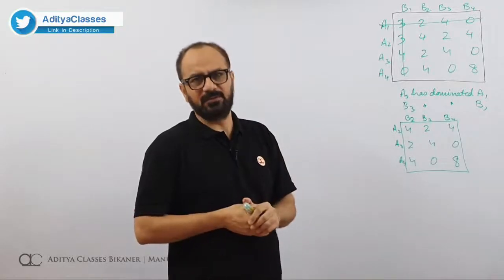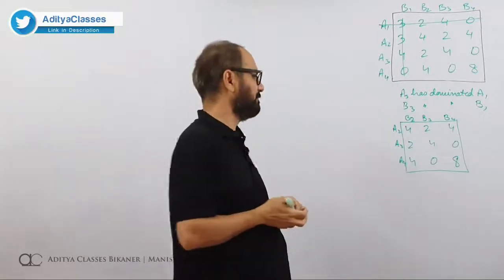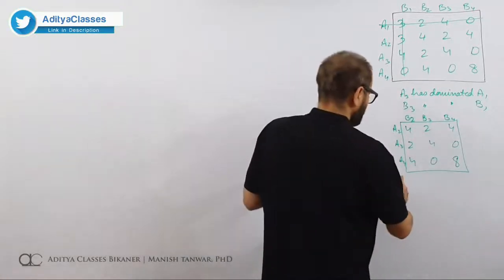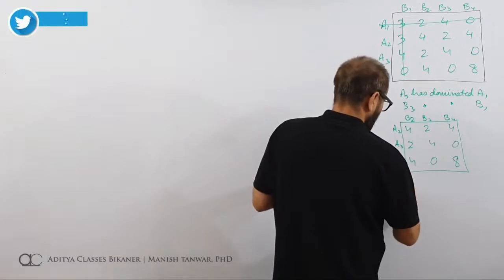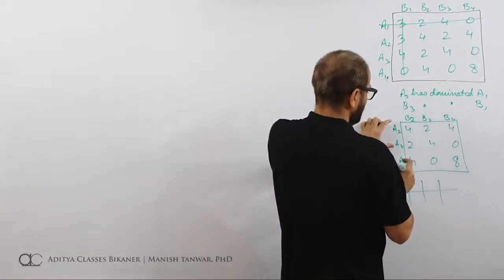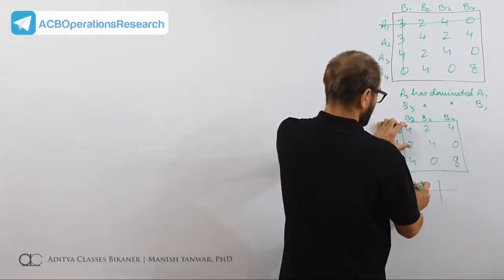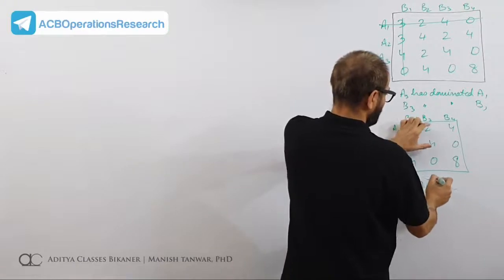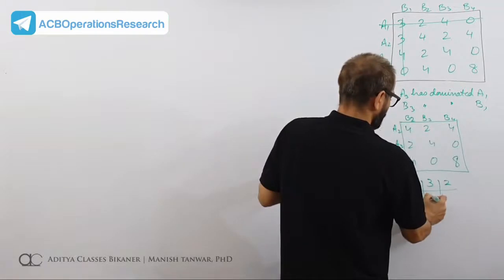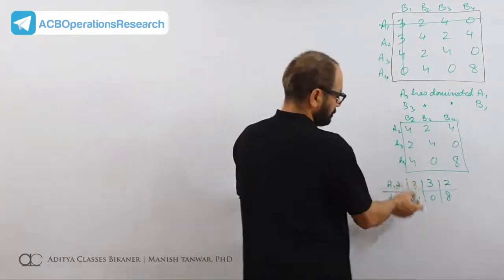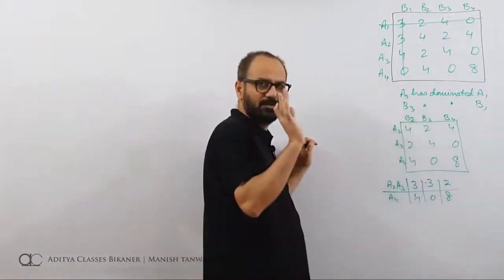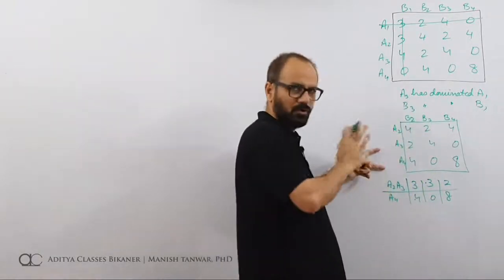Further dominance is not possible through pure dominance. Now I'll look for average or mixed dominance. Let me compare A2, A3 against A4. A2, A3 combined. 4 plus 2 is 6. 6 divided by 2 is 3. 4 plus 0 is 4 divided by 2 is 2. I have a 4, 0, 8 from A4. Among these two, 4 is better. Among these two, 3 is better. No dominance. So A2, A3 against A4, no dominance.